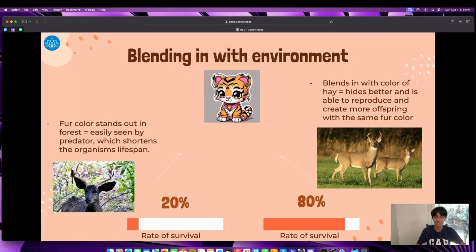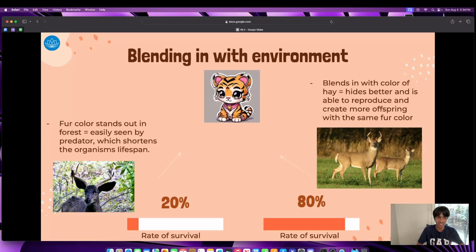So here we have our cute tiger, and this is all about blending in with the environment. Pretend this tiger is the predator, like it's going to kill anything that gets in its way, and it's going to search for prey. Both these antelopes or deer are prey for it. The one on the left is in a really bright green forest and has a black fur color, so that fur color stands out really easily. You can easily see a black antelope or deer in the middle of a light green, pastel forest.